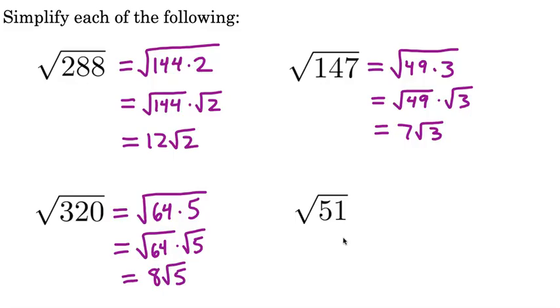So we've run through the list of all possible perfect squares, and none of those perfect squares are factors of 51. So what do we do? We leave it alone. That means the square root of 51 is as simple as it can get. We cannot simplify that example any further.